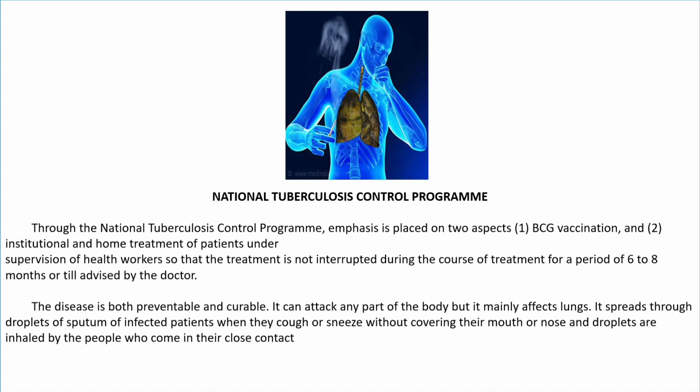It can attack any part of the body, but mainly it affects the lungs. As I told you, when somebody is suffering from TB, their lungs will be affected. You can see in the picture the black-colored lungs. It spreads through droplets of sputum of infected patients when they cough or sneeze without covering the mouth or nose, and the droplets are inhaled by the people who come into close contact.